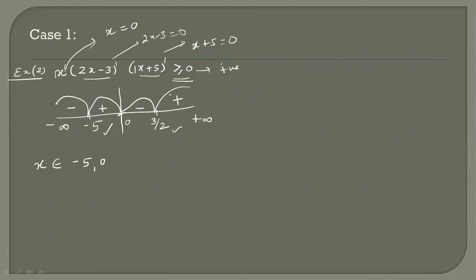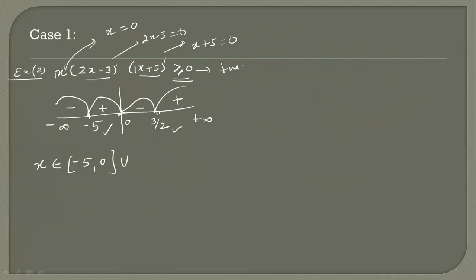Interval will be open or closed. This time the equality sign is also there, so we will use the closed sign. If equality is not there, only strict greater or less, then open. But here it is not strict, it is greater than or equal also. It means we can reach the boundaries also.